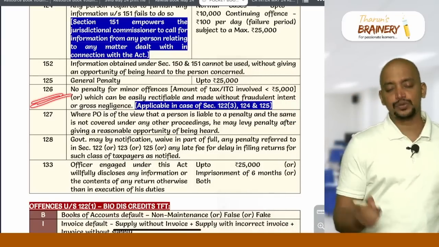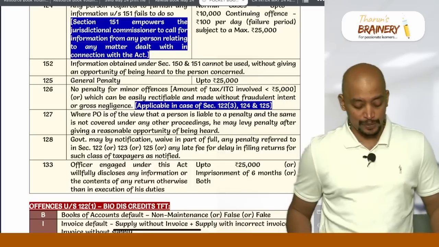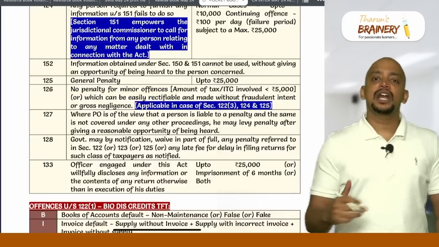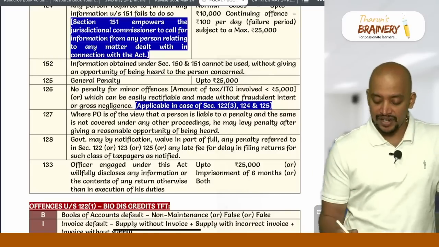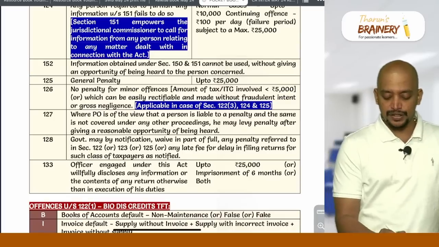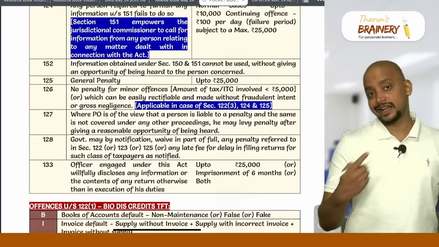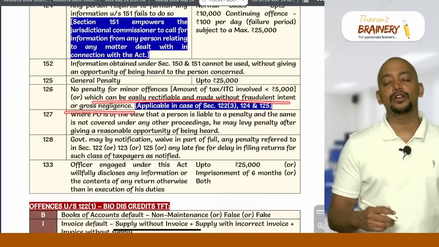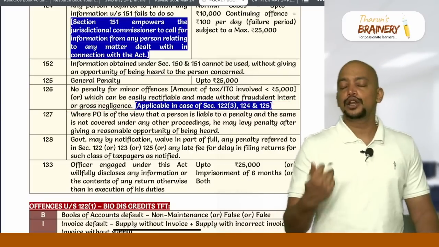And 126 talks about the general disciplines relating to penalty. No penalty for minor offences. What is a minor offence? If the amount of tax or ITC involved in the offence is less than 5,000 rupees, then it is known as a minor offence. In case of a minor offence there is no penalty. In the second case, if the offence is easily rectifiable and made without fraudulent intent or gross negligence, then also there is no penalty.